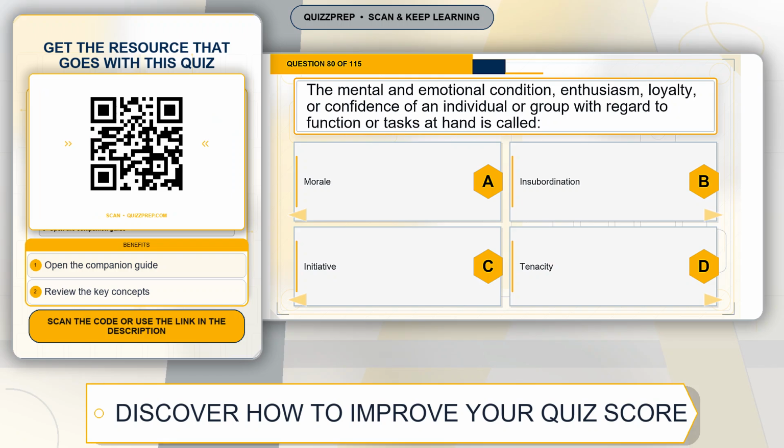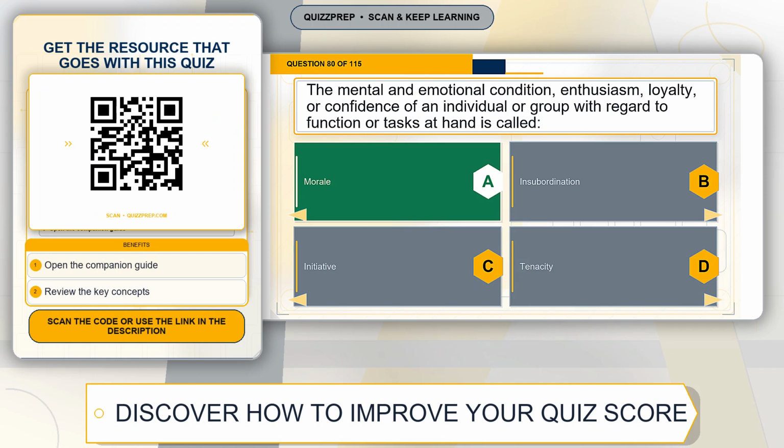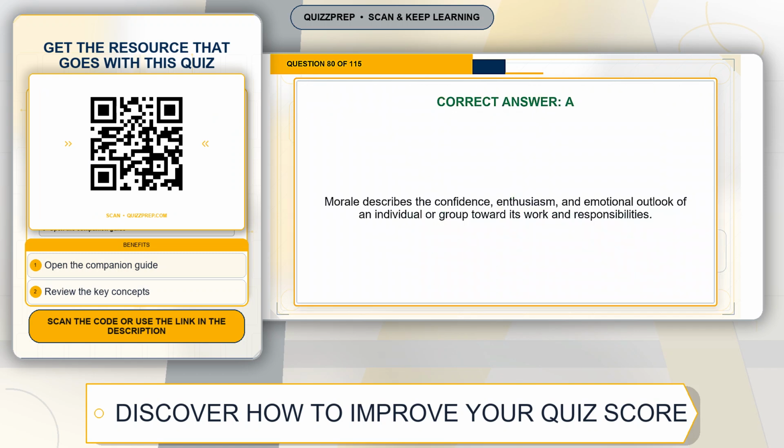Question 80. The mental and emotional condition, enthusiasm, loyalty, or confidence of an individual or group with regard to function or tasks at hand is called: Option A, morale. Option B, insubordination. Option C, initiative. Option D, tenacity. The correct answer is option A, morale. Explanation. Morale describes the confidence, enthusiasm, and emotional outlook of an individual or group toward its work and responsibilities.